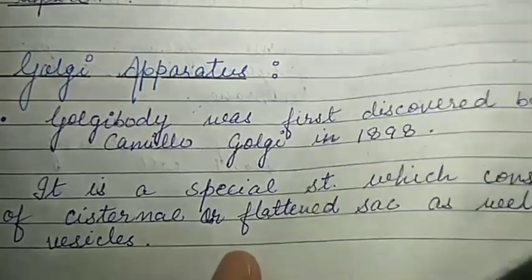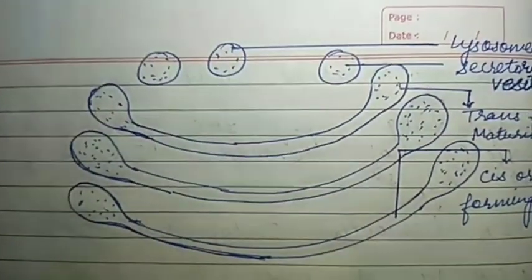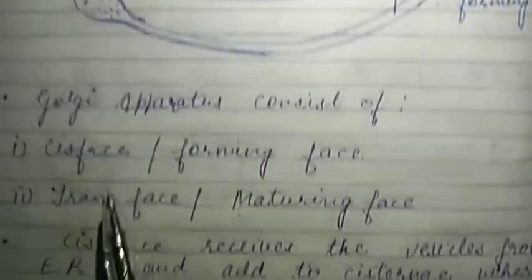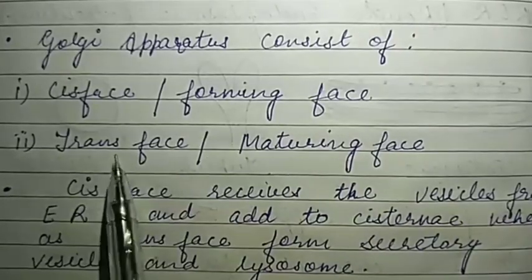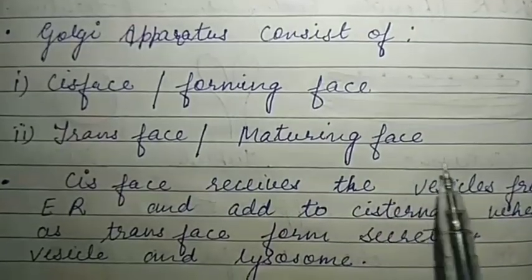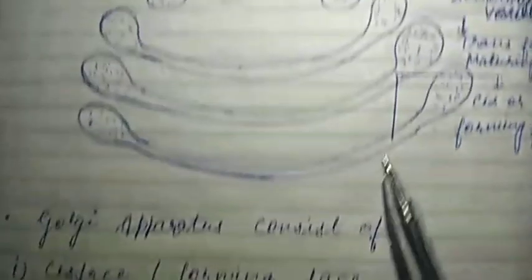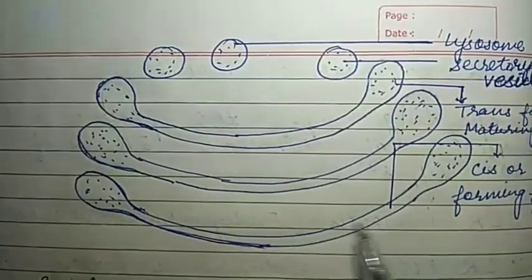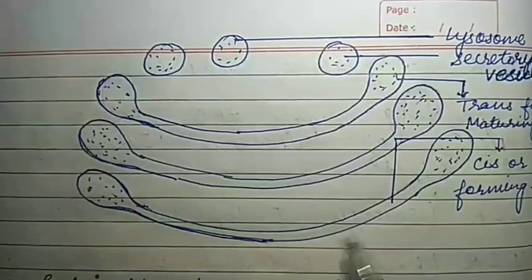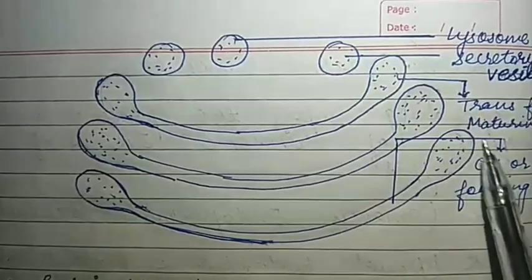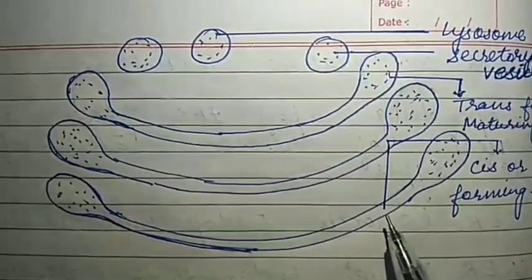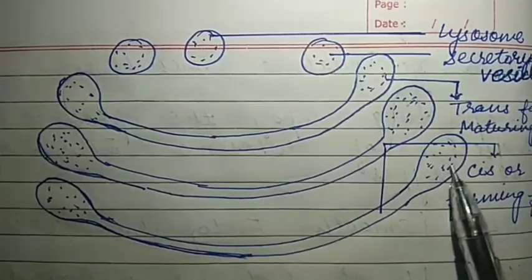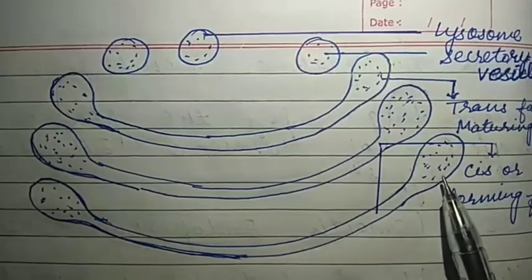It is a special structure which consists of cisternae or flattened sacs as well as vesicles. This Golgi apparatus consists of two phases. The first phase is known as the cis phase, that is called the forming phase. The other phase is called the maturing phase. If we see the diagram here, you can see this tubular structure that is called cisternae, and vesicles are added to the cisternae. So basically the main function of the cis phase or forming phase is that vesicles are added to the cisternae.